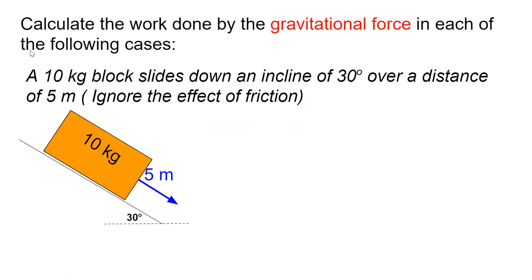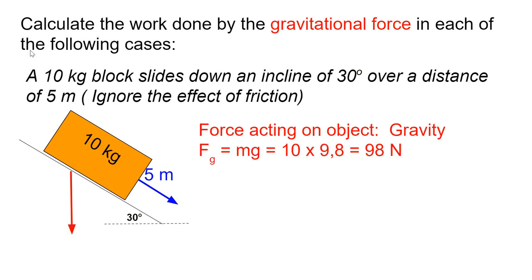Okay, let's have a look at this problem. Here we have a 10 kilogram block that is on an incline. A 10 kilogram block slides down an incline of 30 degrees over a distance of 5 meters, and you can ignore the effect of friction for now. And you need to calculate the amount of work that the gravitational force is doing on this block. Okay, gravitational force is going straight down.